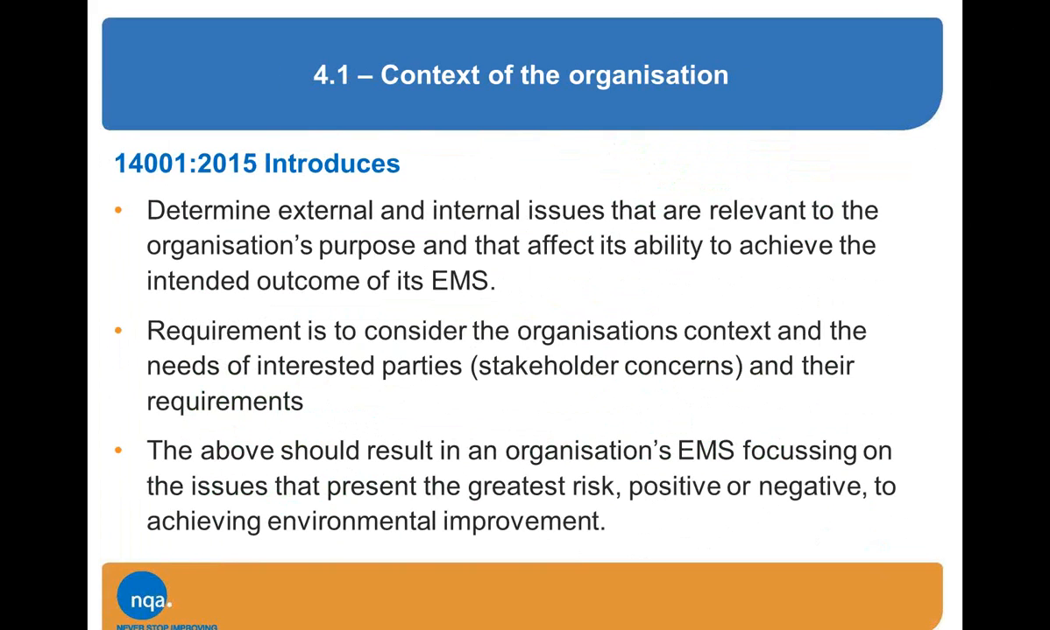documented information. So taking those bullet points in order, you need to determine the external and internal issues that are relevant to the purpose of your environmental management system. So in other words, what are the relevant issues, both internally and externally, that can affect your ability to achieve the expected outcome? And if you remember, the expected outcome is improved environmental performance. So the requirement here is to consider your organisation's context, also to consider the needs of interested parties, stakeholder concerns, and the whole idea of this is to ensure that you focus on the issues that present the greatest risk, either positive or negative, in achieving environmental improvements.